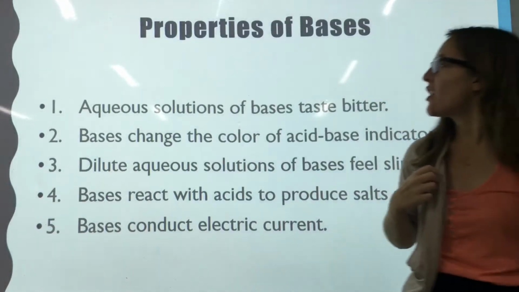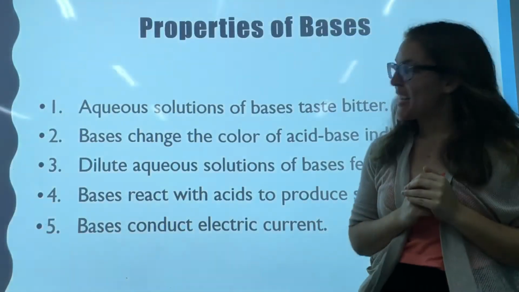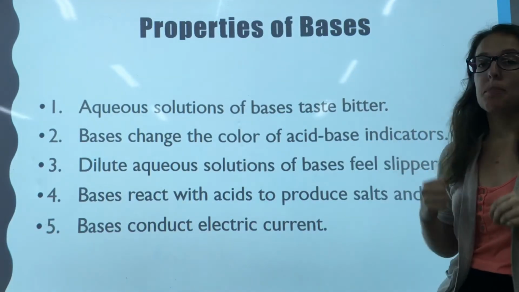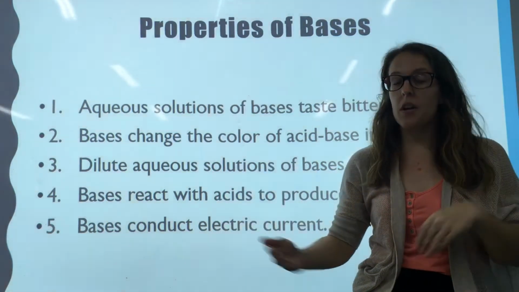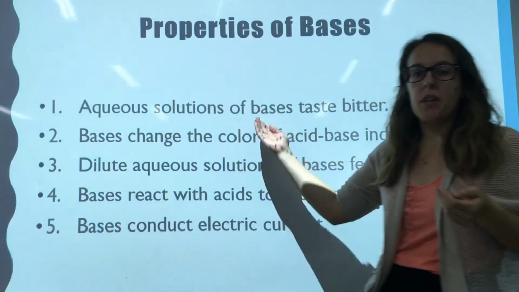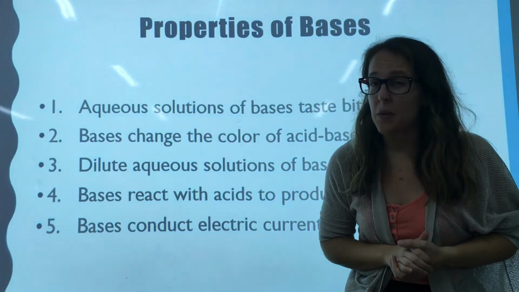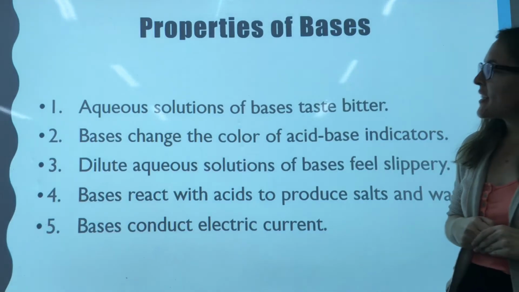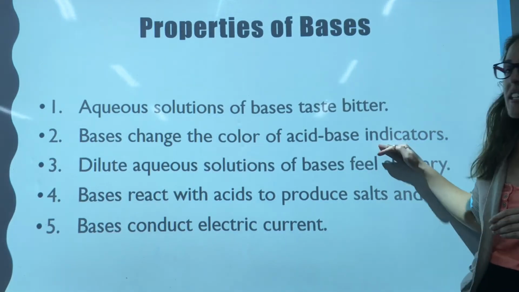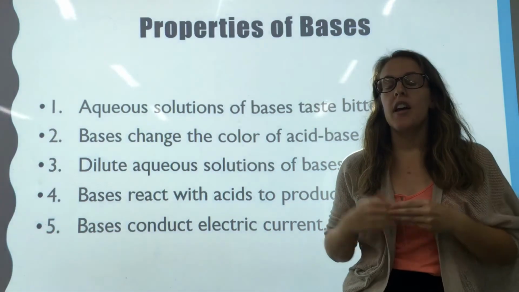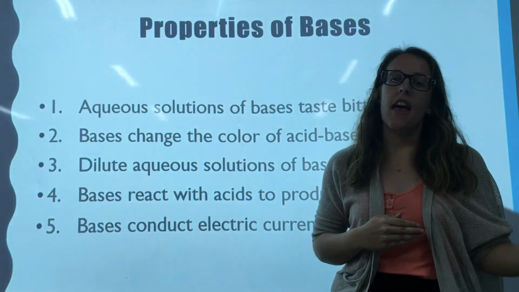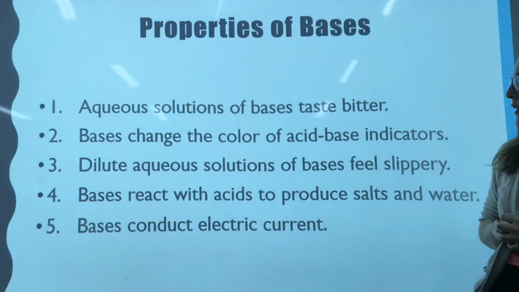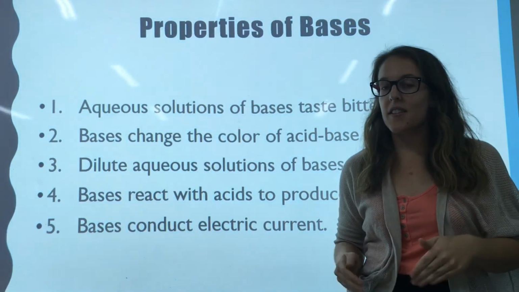Okay, so now we are looking at the properties of bases. Number 1, aqueous solutions of bases taste bitter. So acids, sour; bases, bitter. You would know this if you ever got your mouth washed out with soap, or you accidentally got soap in your mouth. Number 2, bases change the color of acid-base indicators. Once again, pH paper. It will change to a different color than the acid will. Dilute aqueous solutions of bases feel slippery, hence soap.